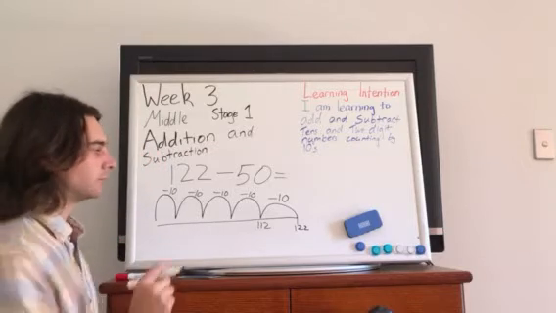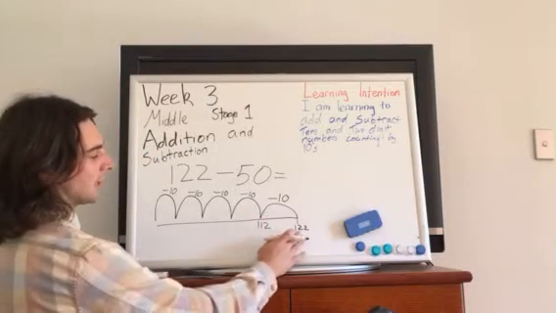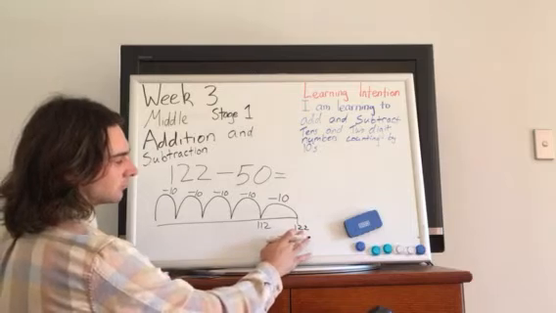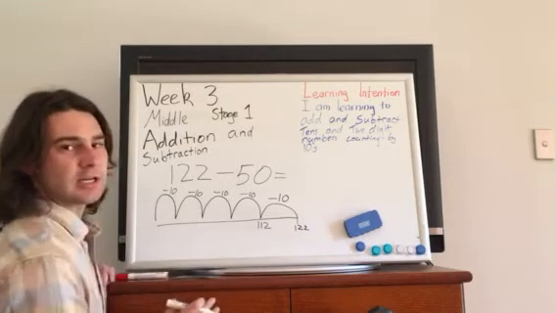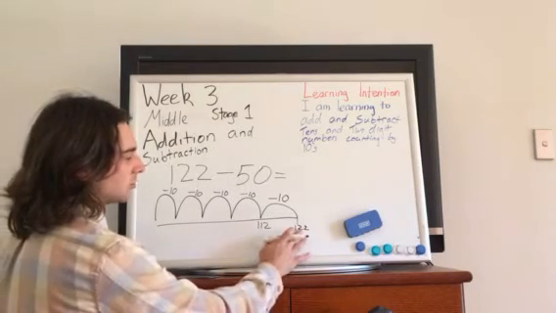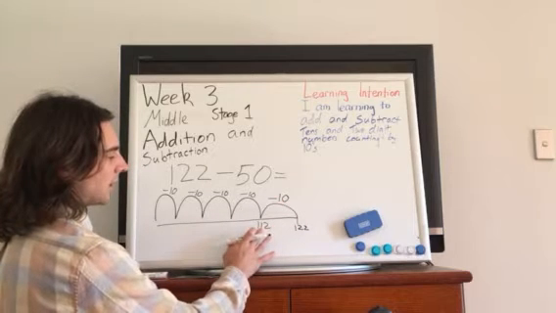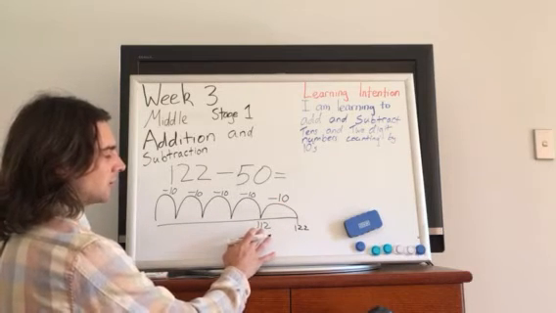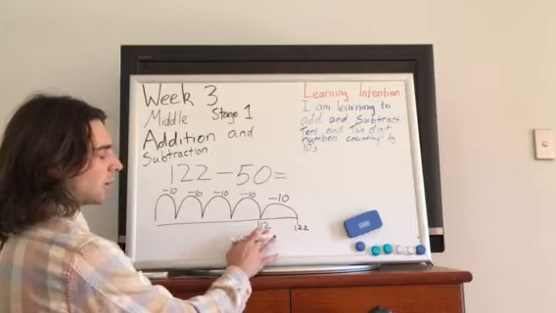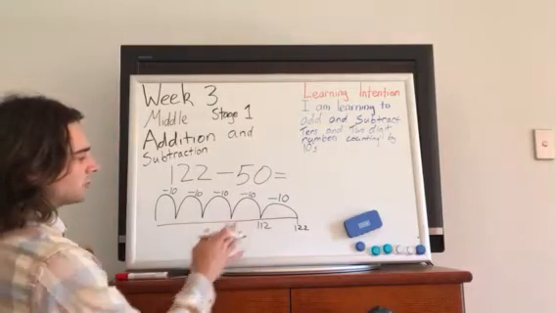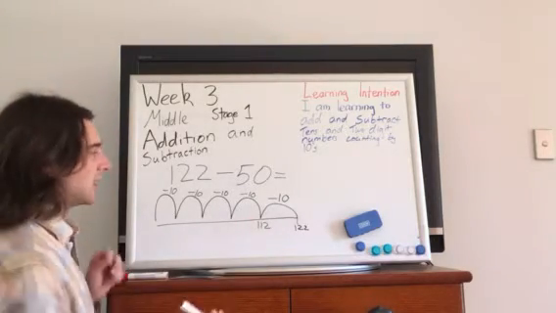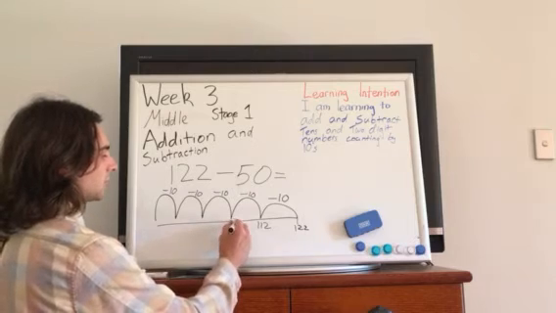backwards by 10. I could look in my tens column. The number that's changing here is the tens. 2 minus 1 is 1. So 112. 112 minus 10 is 102.